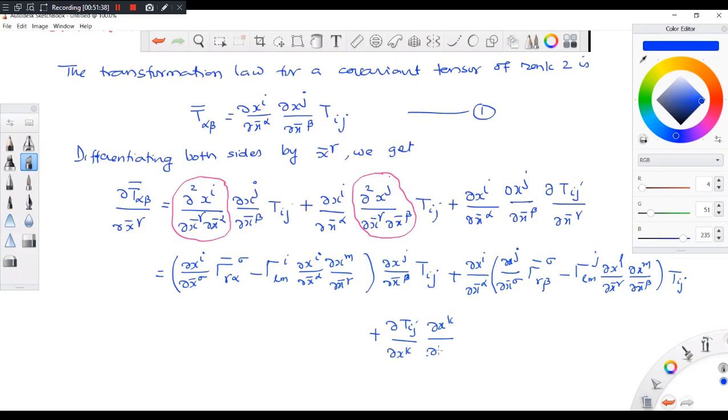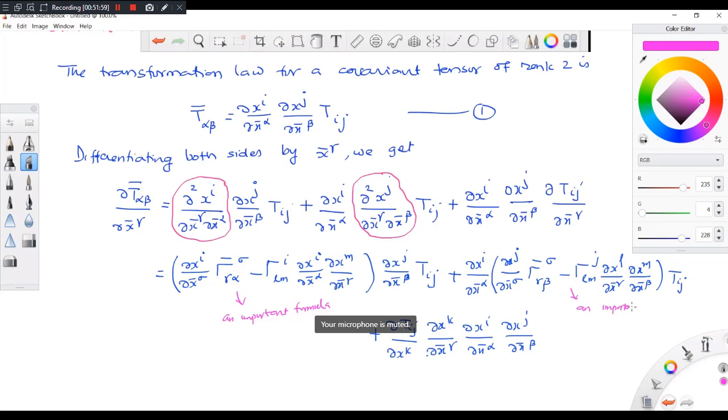Here also I used an important formula, and here I use chain rule. Okay, here I use chain rule.